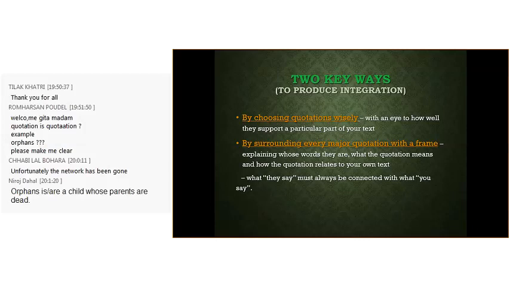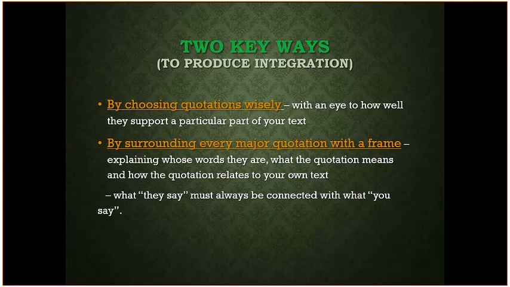Okay, thank you, ma'am. Here are two key ways to produce integration. One is by choosing quotations wisely. How can we choose quotations from the others with an eye to how well they support a particular part of our text? And next is by surrounding every major quotation with a frame. That means explaining whose words they are, what the quotation means, and how the quotation relates to our own text. What they say must always be connected with what you say. That means while choosing quotations and inserting them in our text, we should make a frame.